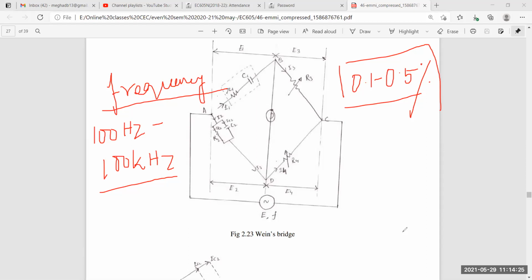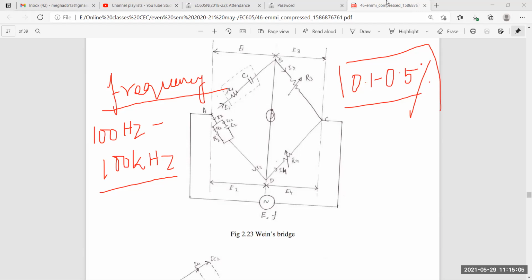So to overcome this problem, we need to use filters. That is why the circuit of Wien's bridge you will find a bit complicated as compared to Hay's and Maxwell's. Because of those oscillations and harmonics, we have to use a filter in this bridge, and the filter connects in series with the null detector. So filters are important in the case of Wien bridge. Today I'm not going through so much of the Wien's bridge because I will discuss it in the next class.